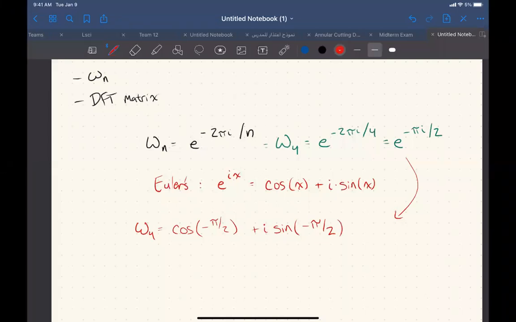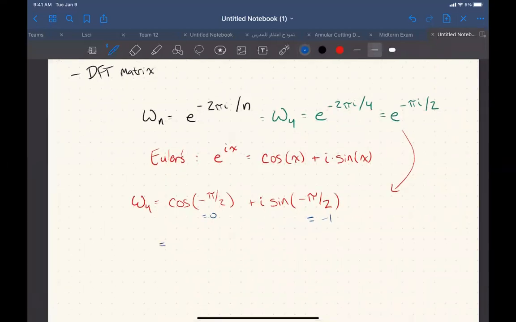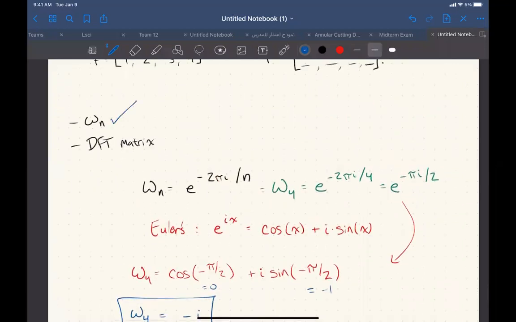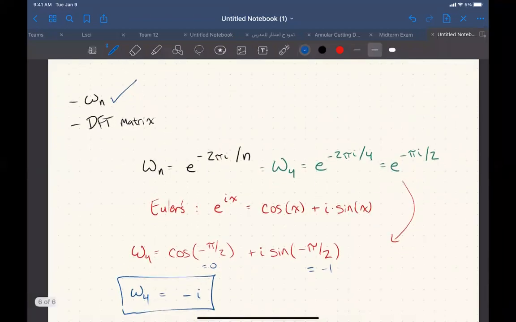Of course, we can calculate these values pretty simply. Cosine of negative pi over 2 is 0, and sine of negative pi over 2 is negative 1. So we can rewrite omega n simply as 0 plus i times negative 1, or negative i. So omega 4 is equal to negative i. Great, we've done that. We found omega n. Now we need to find our DFT matrix.